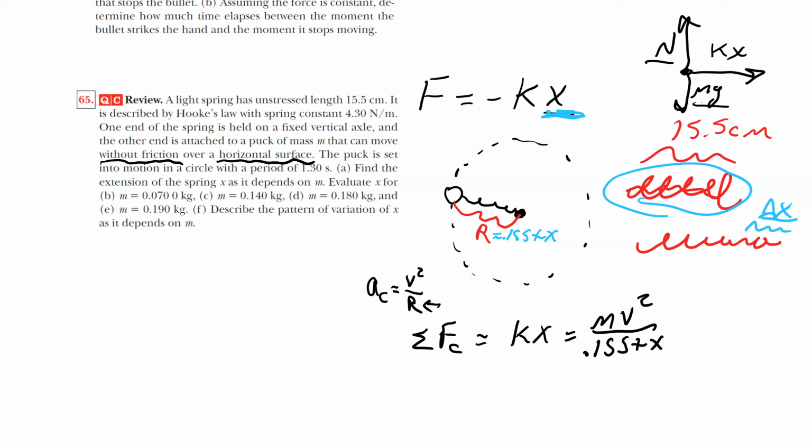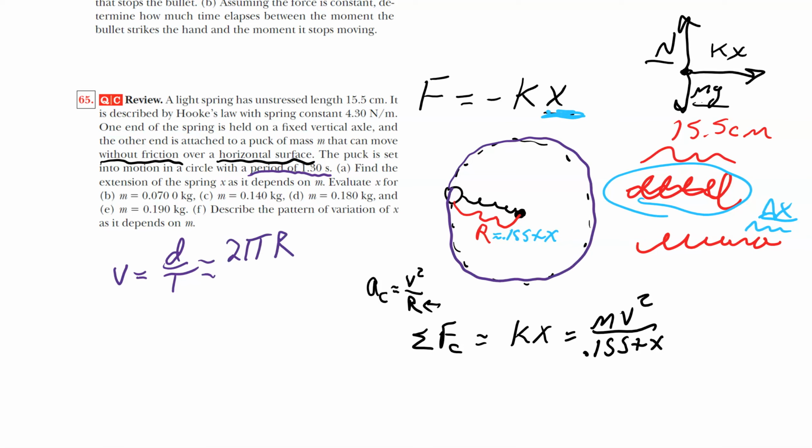There is one other little hiccup in this problem, and it's something you'll see from time to time. They don't give us the velocity, they give us the period, which is a little annoying. But think about what velocity is. Velocity is distance over time, right? Well, the time they're talking about is the period, how long it takes to go all the way around a circle. So the distance is 2 pi r, 2 pi r over the period.